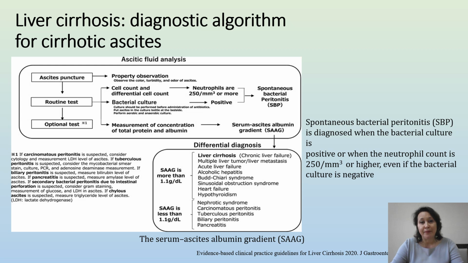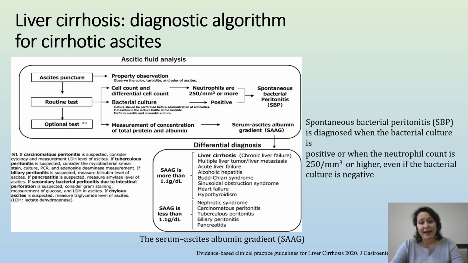Ascitic fluid we can examine in the microbiological lab and do a bacterial culture, and again if it's positive we should suspect spontaneous bacterial peritonitis. It is very important to measure the serum-ascites albumin gradient, which is the difference between albumin in serum and albumin in ascitic fluid. If this gradient is more than 1.1 gram per deciliter, we think about liver cirrhosis, or it can be another disease like multiple liver metastasis, acute liver failure, alcoholic hepatitis, Budd-Chiari syndrome, sinusoidal obstruction syndrome, heart failure, hyperthyroidism.